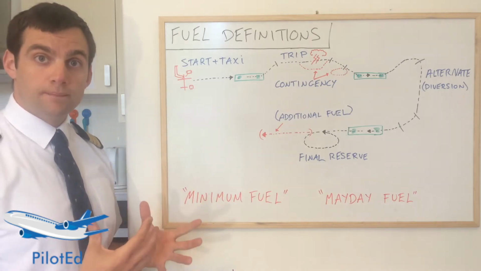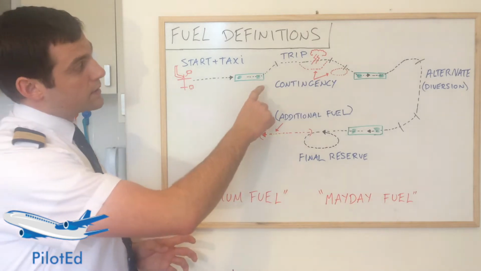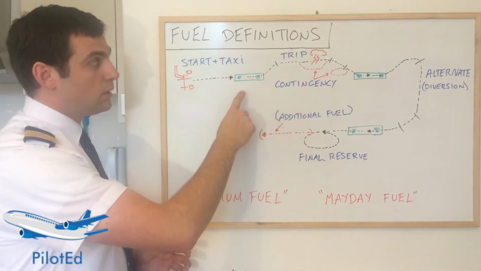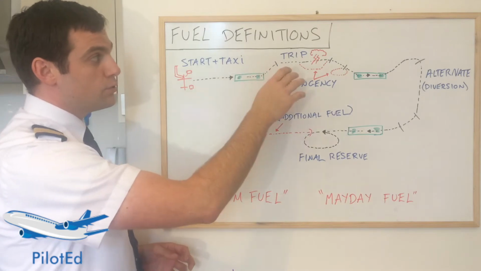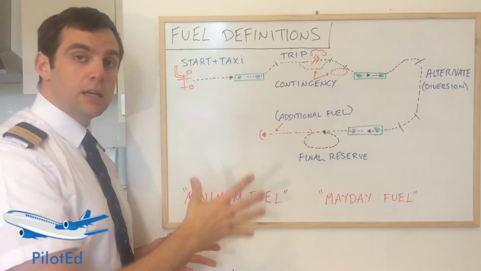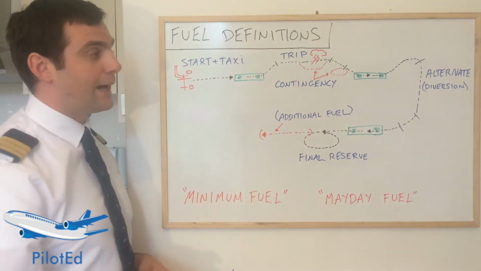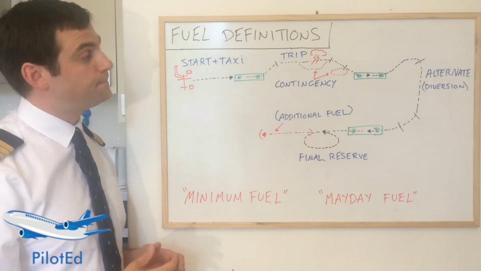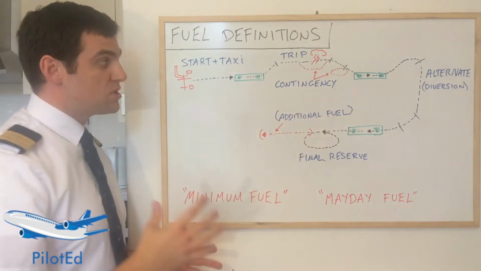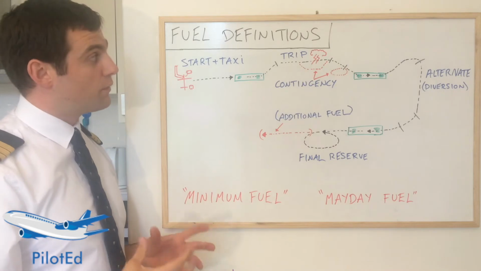Next would be the trip fuel. Now the trip fuel is the fuel required to do the takeoff roll, the initial climb, the cruise, the descent, any approach procedures, and landing at your destination airport. Next will be contingency. It's normally considered as 5% of the trip fuel.